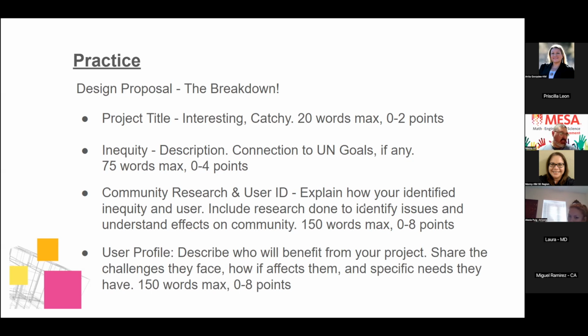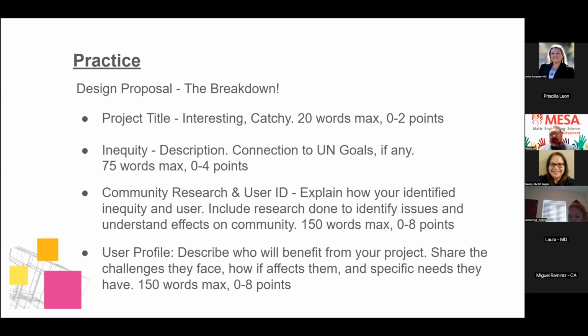The next piece is our user profile. So again, following the steps, right? What's the inequity? What research did we do? Now let's tell you about who we're focused on. So you're going to describe who's going to benefit from the project, share the challenges they face, right? So if there's a good understanding of the inequity, and then now in order to set up your design, right? Who is being affected? What are those challenges that they face? How are they affected by this inequity? And then any specific needs that they have, right?